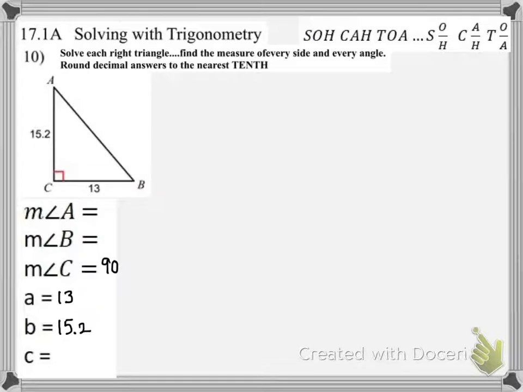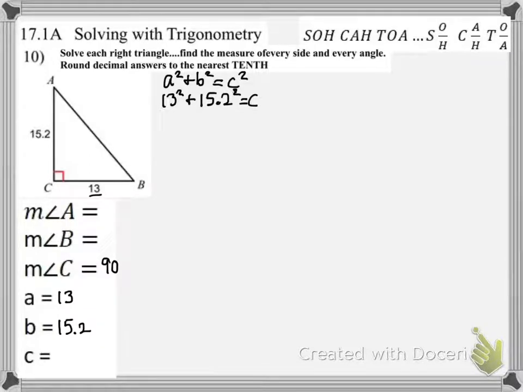Since you know two sides, probably the easiest thing is to use our Pythagorean theorem to find the third side. So I'm going to say a squared plus b squared equals c squared. My a was 13. My b was 15.2. And I don't know the c.